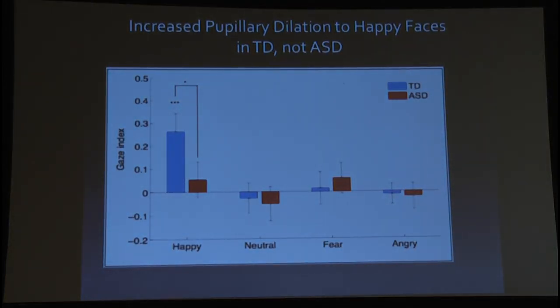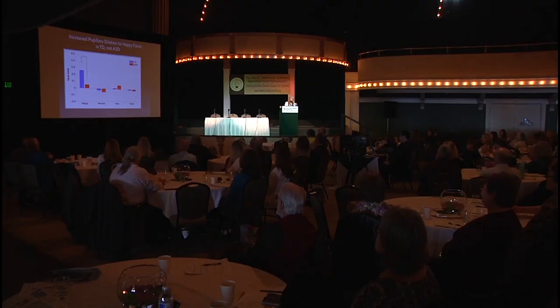And this is what she found, and these are very, very young children. In typically developing kids, when they look at the happy face, their pupils dilate, okay? And when they look at any of the other faces, neutral or fearful or angry, there's no change. And as you can see, there's a very, very big difference, okay?